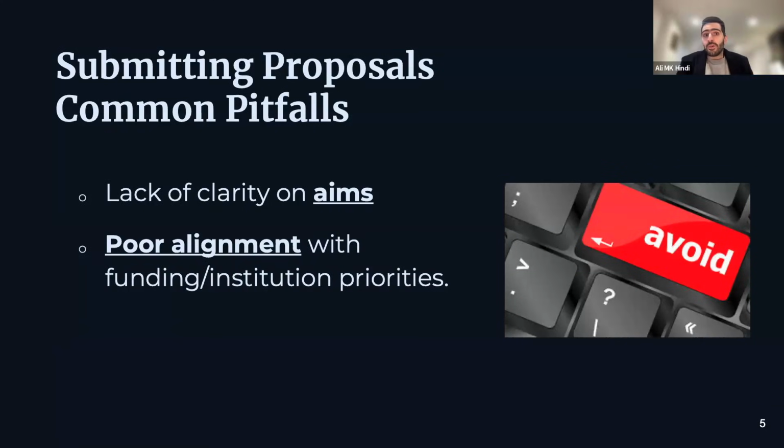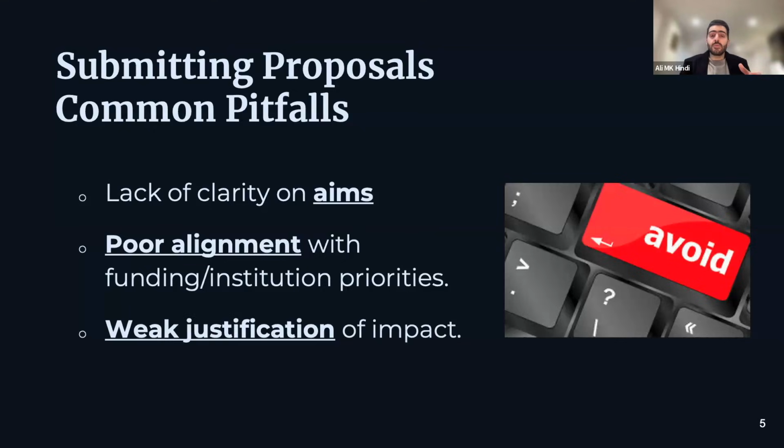Poor alignment with the funding or institution priorities. If it's interesting for you and you're passionate about it, doesn't necessarily mean it's interesting or aligned with what the funder wants. So always have a look at the funder. Is it within their scope? Is it the kind of research that they fund? Or if you're applying for a PhD, look at the supervisory team. Is this the kind of research that they do and they're interested in? So you need to make it aligned.